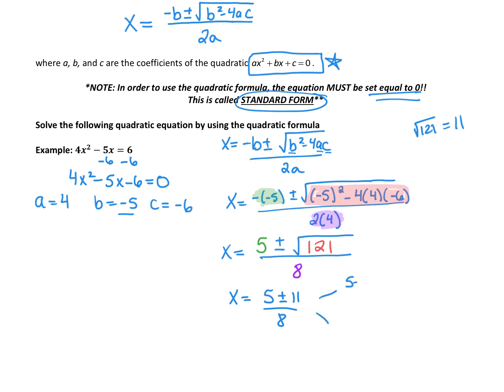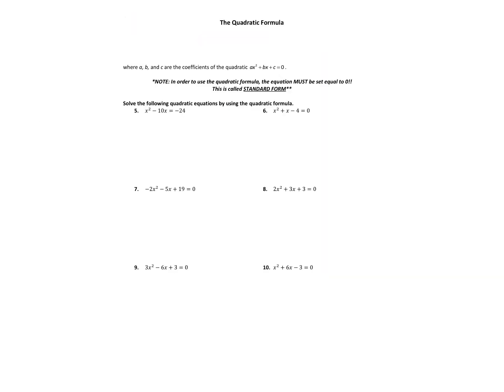First I'm going to do 5 plus 11 all over 8. Then I'm going to do 5 minus 11 all over 8. So I'm going to have 16 over 8, which will simplify to 2. Then I'm going to have negative 6 over 8, which will simplify to negative 3/4. And so those will be my two real solutions. All right, let's go through a couple more examples.